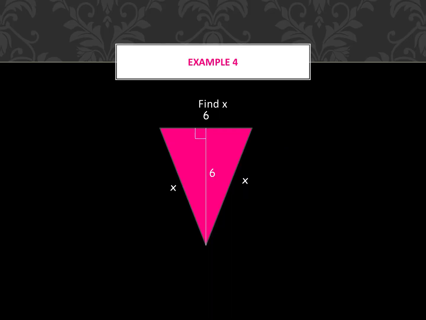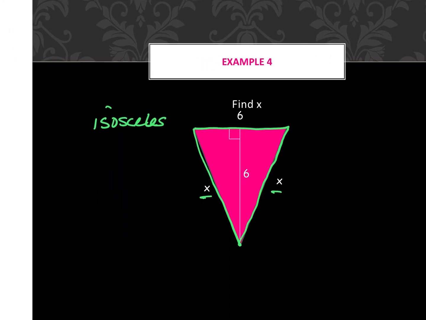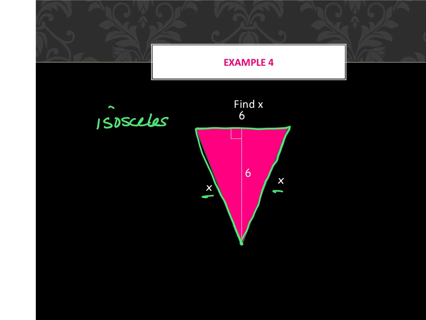Okay, the last one. If I look at this triangle as one large triangle first, notice the 2 x's on either side. This tells me that I have an isosceles triangle here. Then this segment that's going down the middle, and because it's got a little right angle here, this is the altitude or the height.